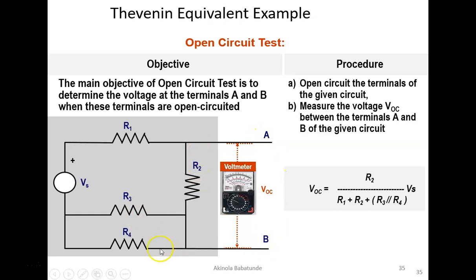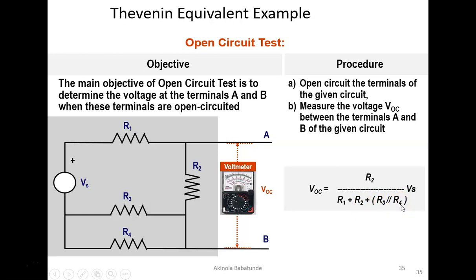That would mean that all the current flowing from VS through R1 will pass through R2. And once they get to R2, since we know R3 and R4 are already in parallel, all right, this becomes R3 parallel R4. We can represent that with just one single resistance. So R1 is now in series with R2, which is now in series with R3 parallel R4. That is why the equivalent resistance in the circuit now becomes R1 plus R2 plus R3 parallel R4.